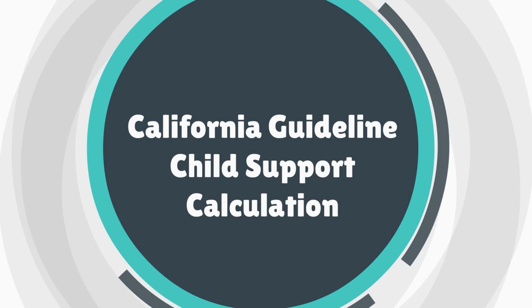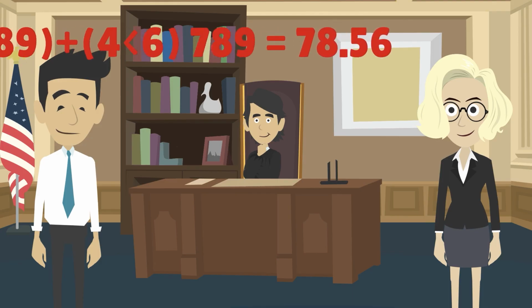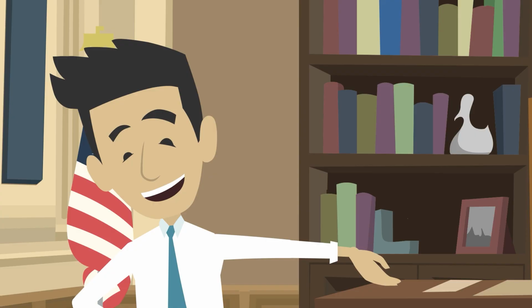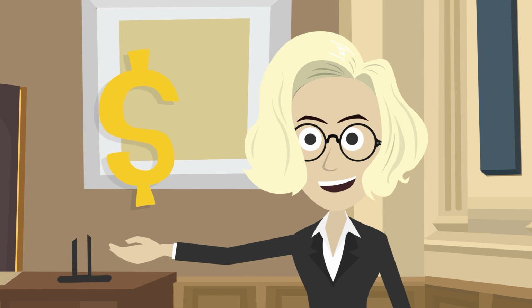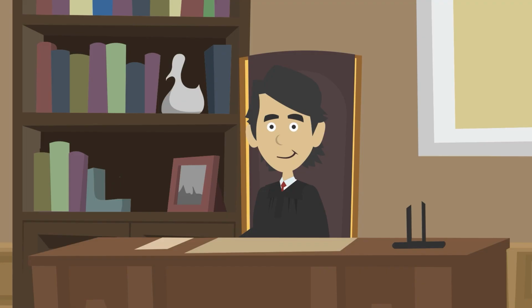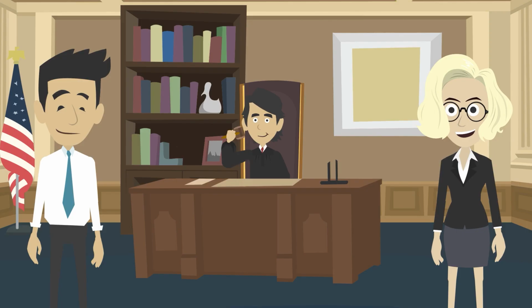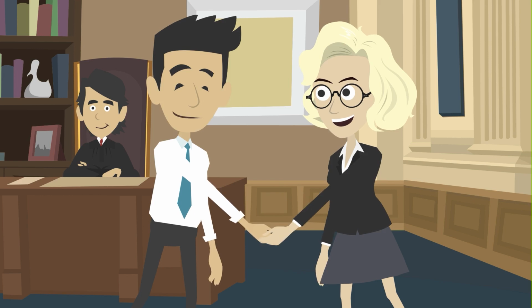California Guideline child support calculation. Child support is based on a formula that takes into account 3 factors. 1. Father's net income or partner number 1. 2. Mother's net income or partner number 2. And 3. The timeshare between the parents of their primary physical responsibility with the child. Timeshare requires a determination of primary physical responsibility by the family law judge or an agreement between the parties.